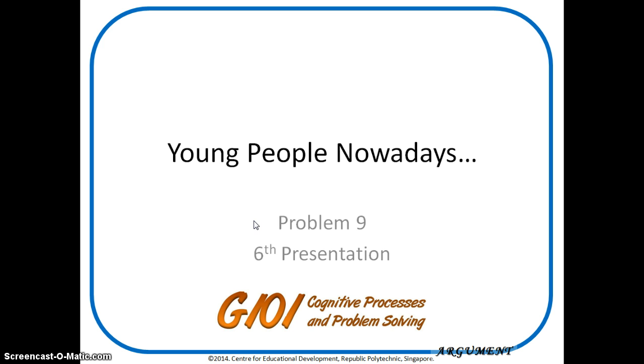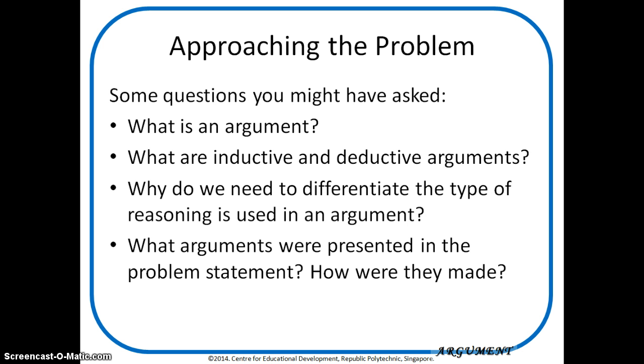Now, today you look at the problem trigger, which is that they make some argument about young people. Let's look at how you approach the problem. Some of the things that you encounter today is what is an argument. Like today, there are certain arguments about young people being a strawberry generation. They are not as strong as the older generation, which you probably have heard from your parents or maybe your grandparents. But we're going to see whether those arguments are valid or not.